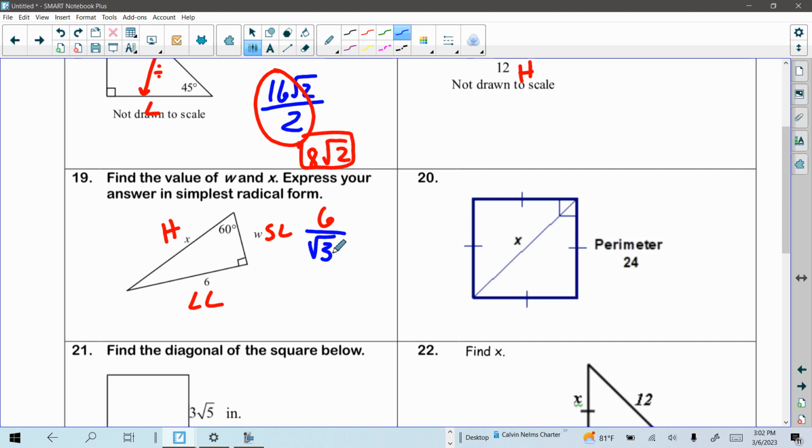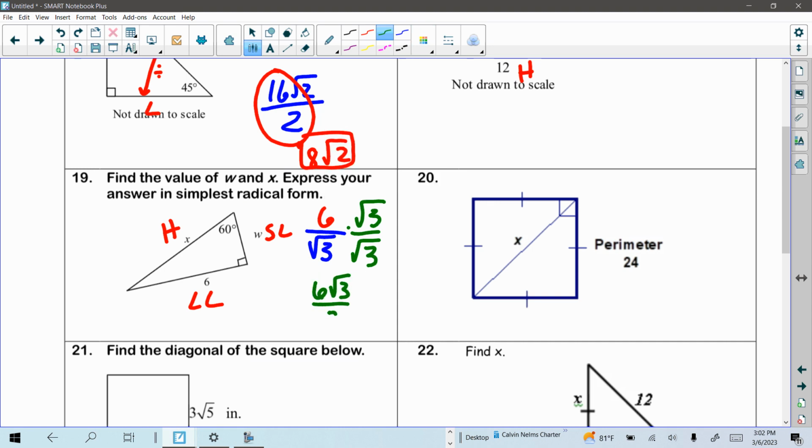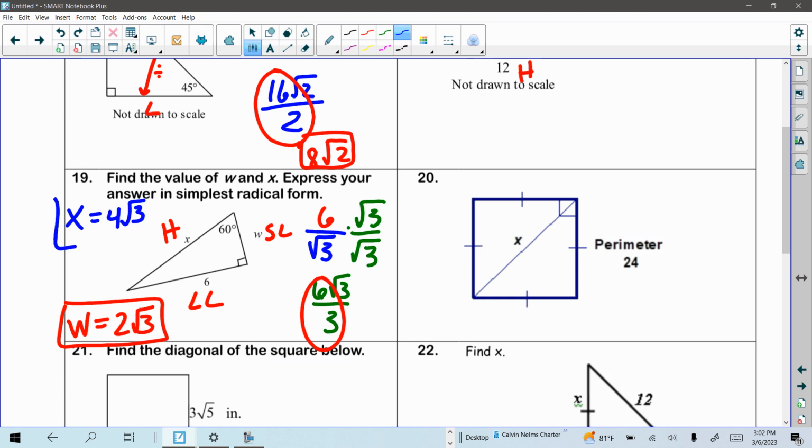I cannot keep it like that, so I'm going to rationalize that by multiplying the top and the bottom by root 3. So this gets simplified to 6 root 3 over 3. And I can simplify 6 divided by 3 into 2. So that lets me know my w, I know I'm running out of room here, ends up being 2 root 3. And then my hypotenuse, which is x, is just double that, which would be 4 root 3.